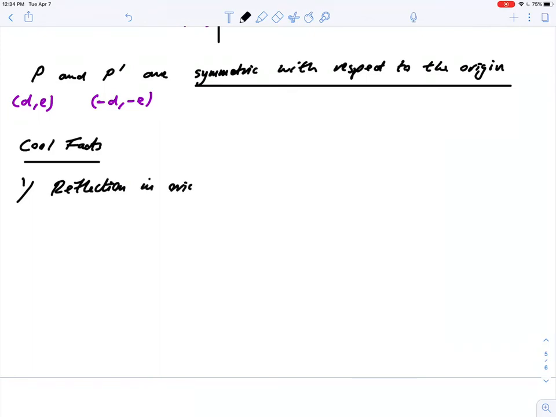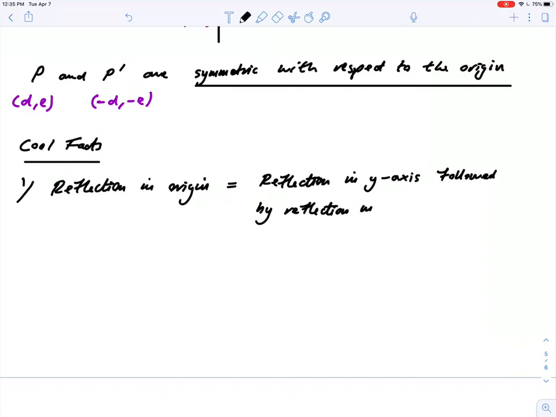Reflection in the origin is equal to reflection in the y-axis followed by reflection in the x-axis, or vice versa. So that's kind of cool, right? We've got these two symmetries, these reflections, and combining them gives a new symmetry, this reflection in the origin.